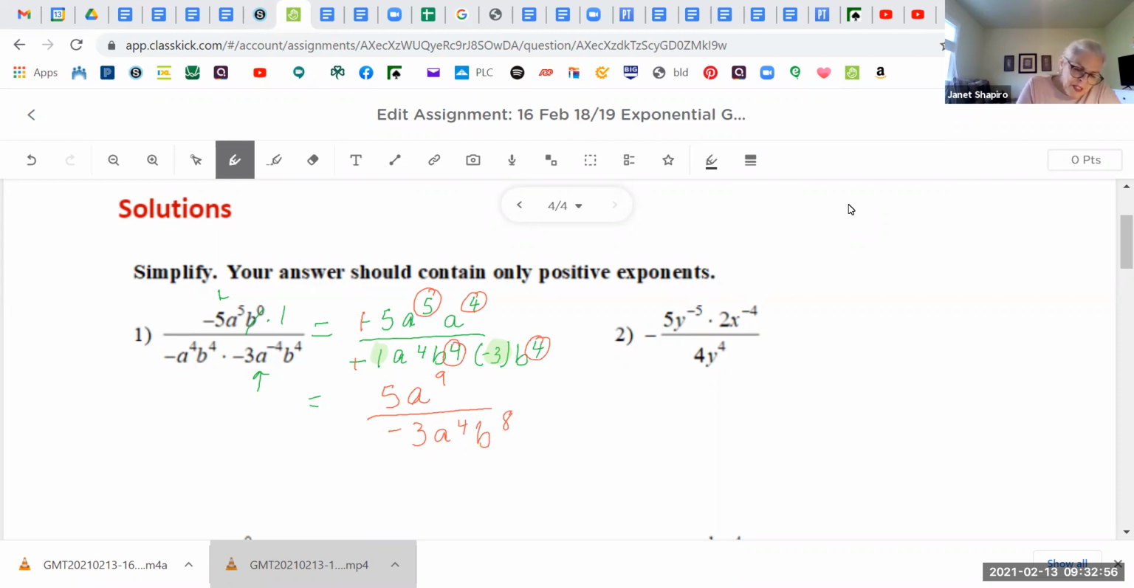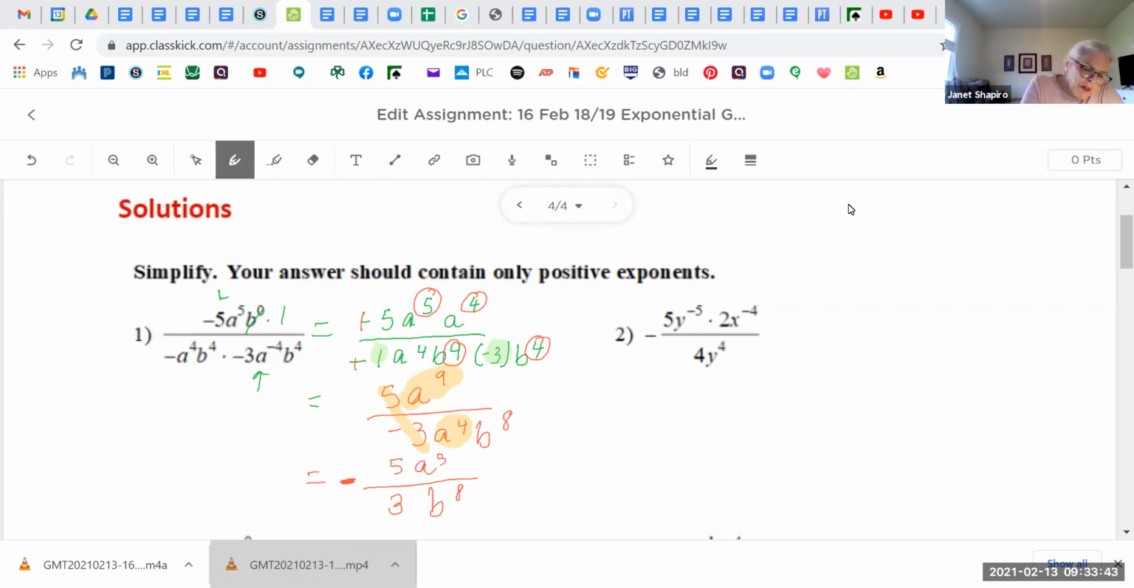And then the last step is I need to simplify top to bottom. So when I look at my integers, I have a 5 and a -3. I'm good with that. That stays. I put the minus out in front, 5 over 3. I have A's on both the top and the bottom. So I have A to the 9th, A to the 4th. There's more in the numerator, so that's where they stay. And I do 9 minus 4, which is 5. B's are only in the denominator. So that's the answer. It stays there.